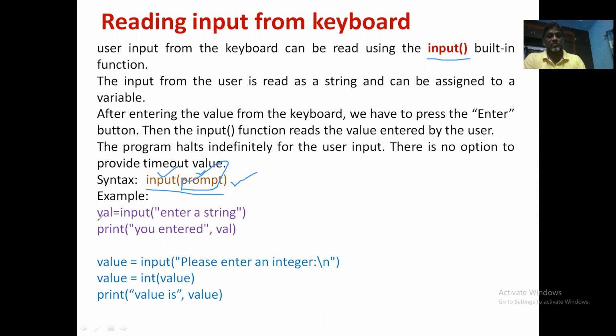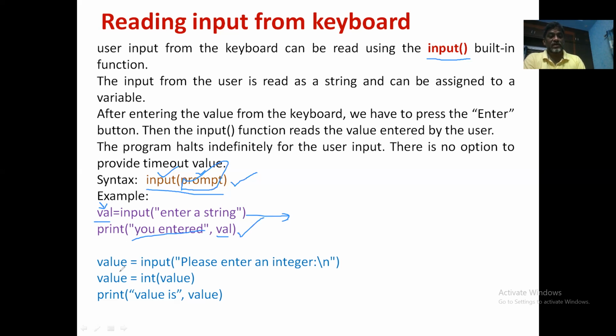Look at this example. Value is equal to input of enter a string. So this will display a message on screen as enter a string. Once the user enters a string, the string will be copied to this variable on the LHS. Then I'm using a print statement, you entered comma val. So this displays whatever value is entered by the user.